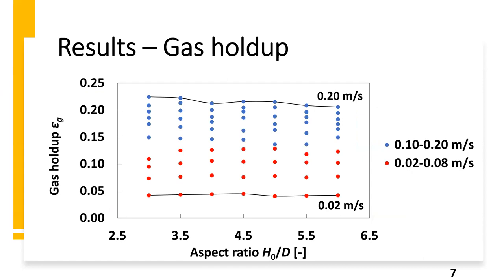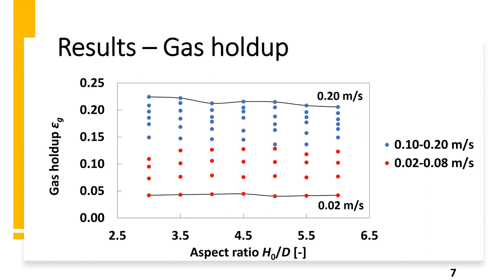And now to the results. In the first picture, you can see the dependency of gas holdup on aspect ratio for different gas superficial velocities. There are two zones marked by red and blue color. In the red zone, there is almost no change of gas holdup with increase of the aspect ratio. On the other hand, in the blue zone, there is a visible trend where the gas holdup decreases with increase of the aspect ratio. After analyzing these data, we wanted a different way to approach them, to have a better point of view and better analysis.